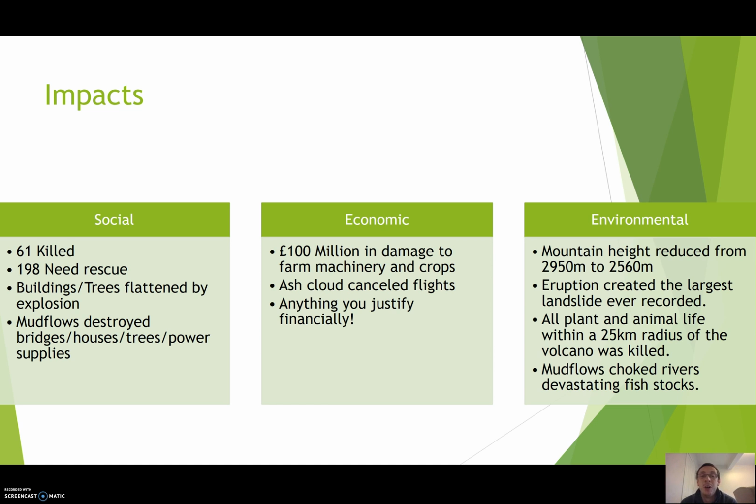Now, in this, for social, we're really more talking about buildings, homes, things like that. Mud flows, destroying bridges, houses, etc. About people's ability to move around, to evacuate, etc.